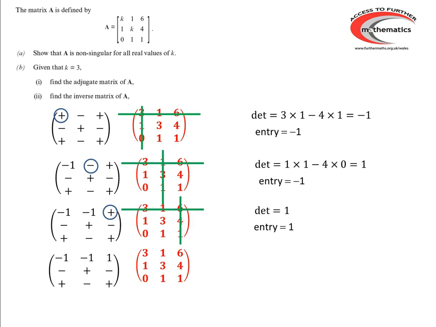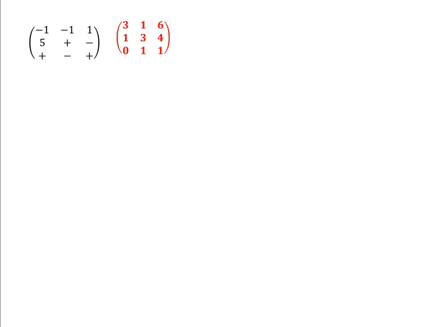Moving on to the first entry in the second row. The determinant of what is left is 1 times 1, take away 6 times 1, which is -5. The entry in the grid matrix is a minus, so we are going to multiply the determinant by -1 to get +5 as the entry. So we've now reached that stage. Moving on to the second entry in the second row. The determinant of what is left is 3. The entry in the grid matrix is a positive, so the entry is going to be replaced by the determinant, which is just 3.